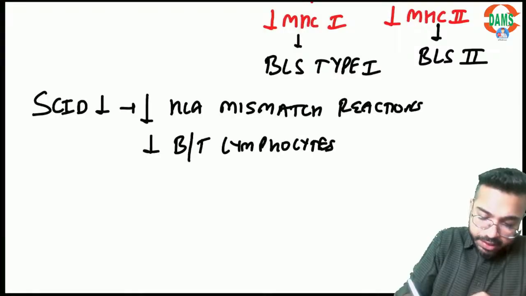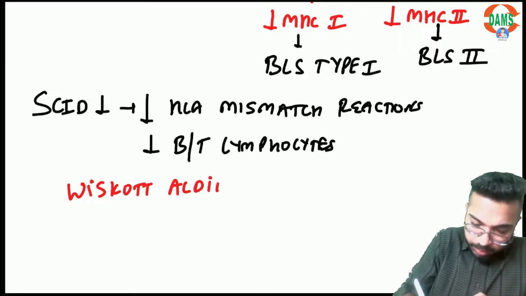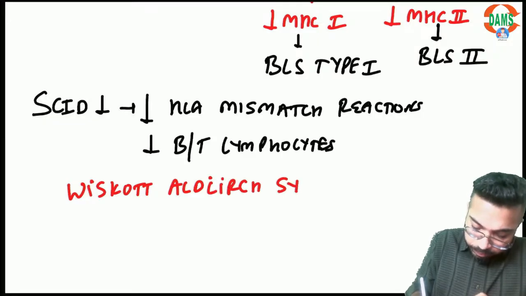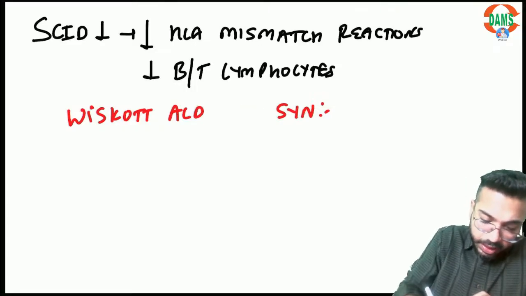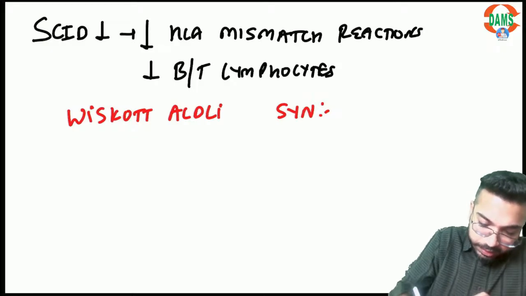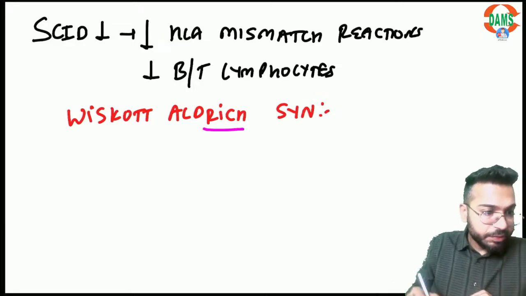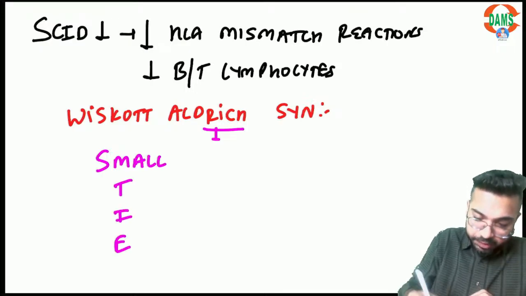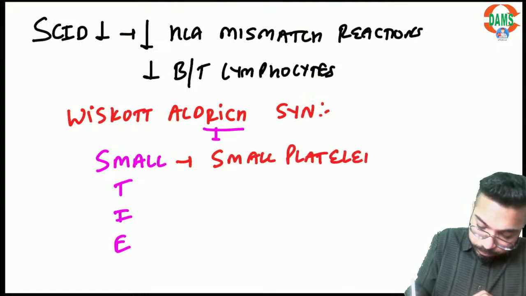Other options, Wiskott-Aldrich. Come on, guys. I hope you remember Wiskott-Aldrich syndrome. Can you recall the mnemonic, guys? People who studied from me. I told you Wiskott-Aldrich has got rich. And I told you in the class, rich people wear small tie. So that was the mnemonic to remember Wiskott-Aldrich syndrome. Small, you remember, the patient has very small platelets. T, they will have thrombocytopenia.